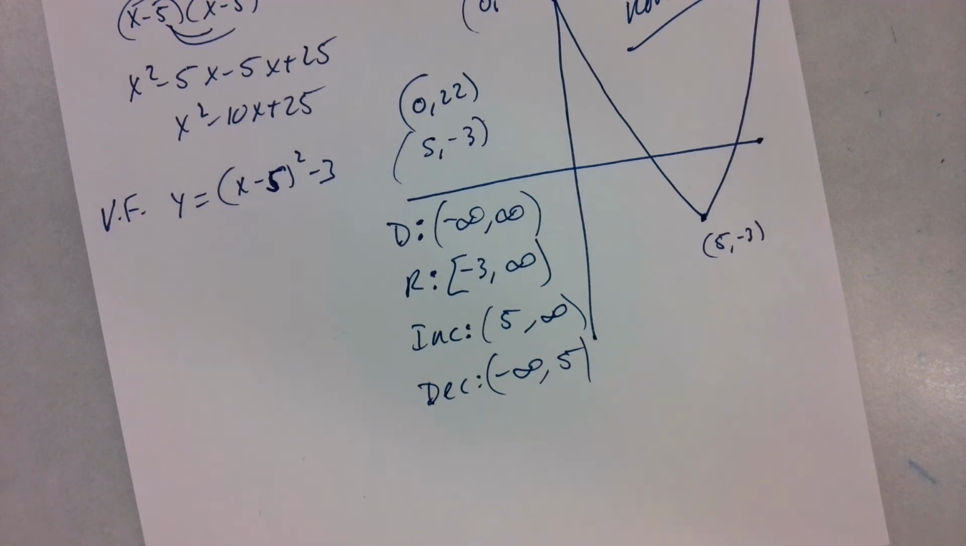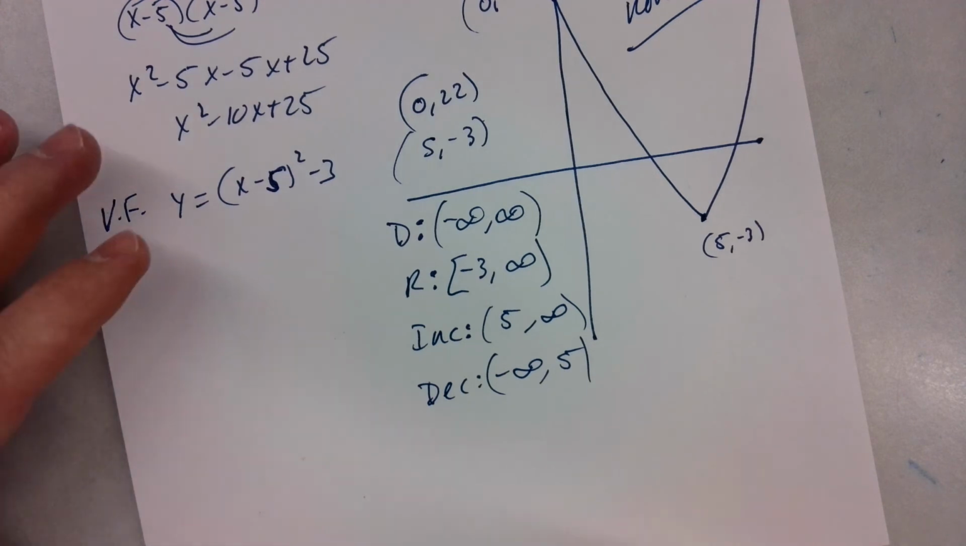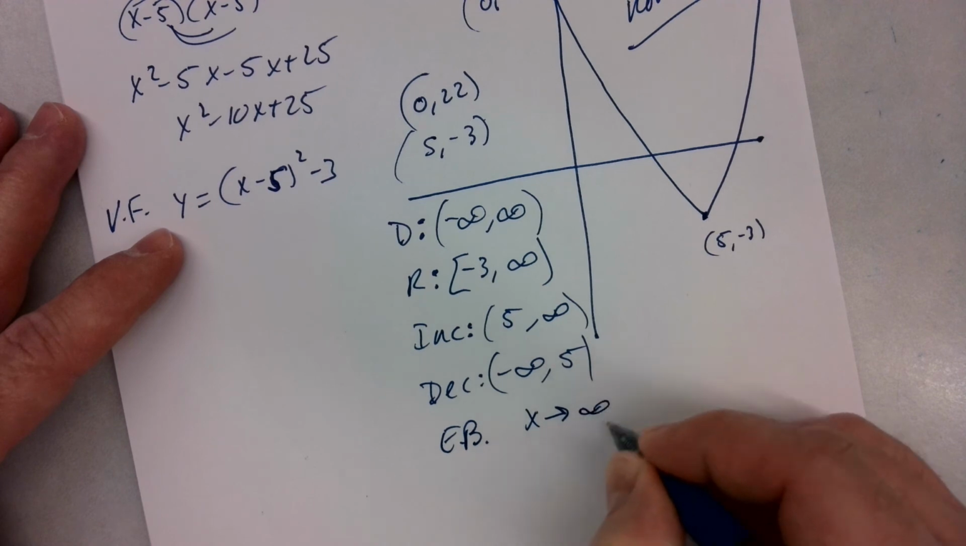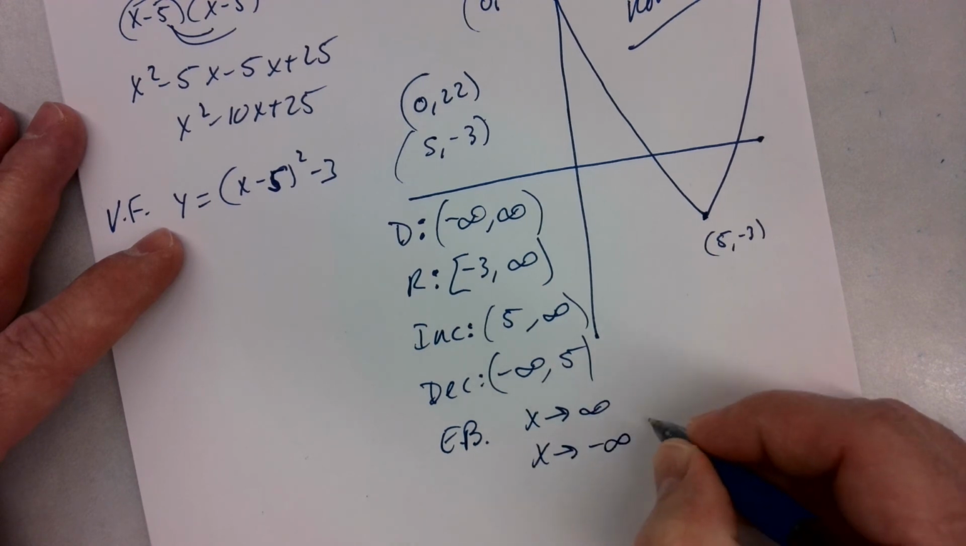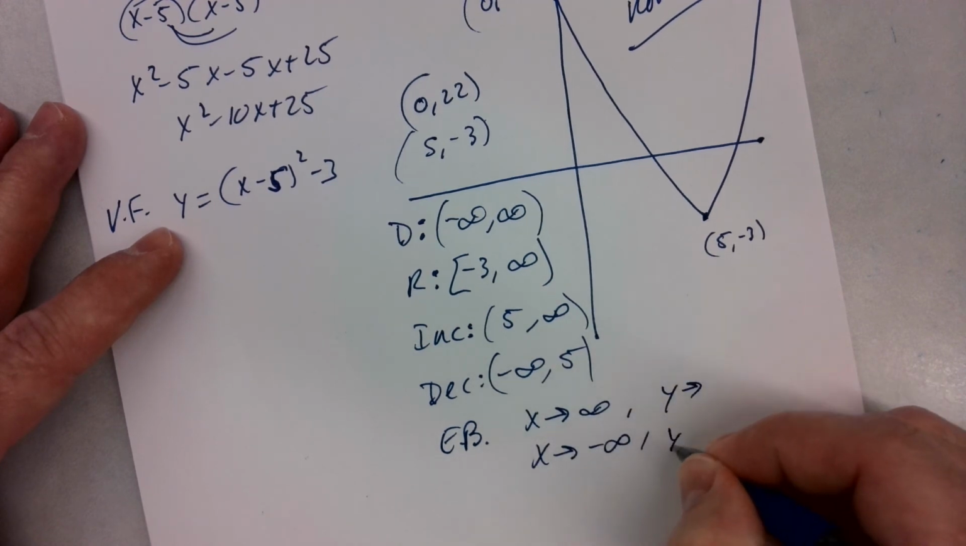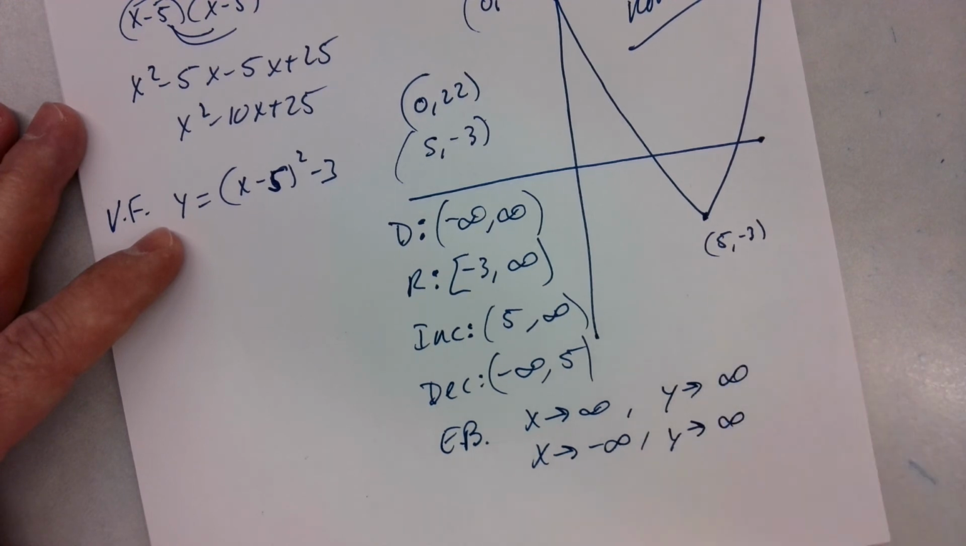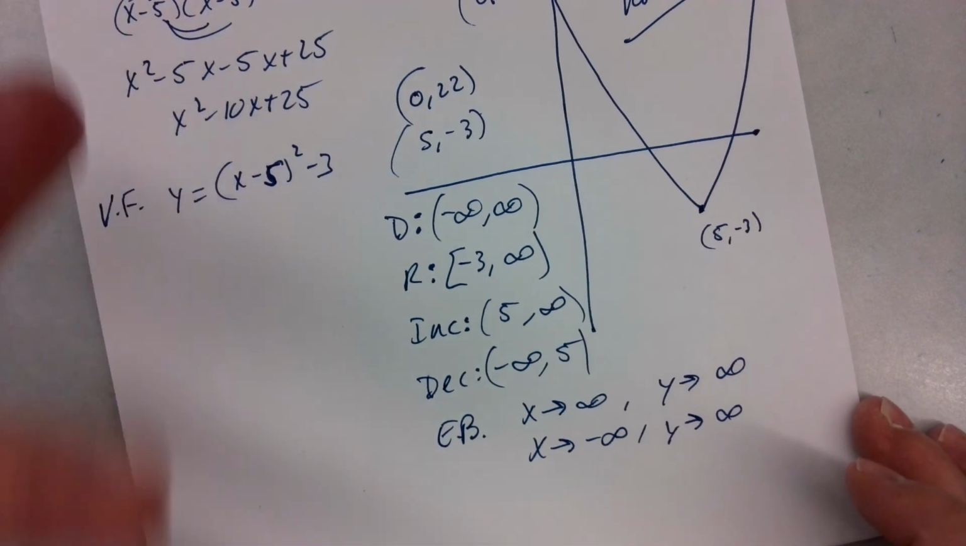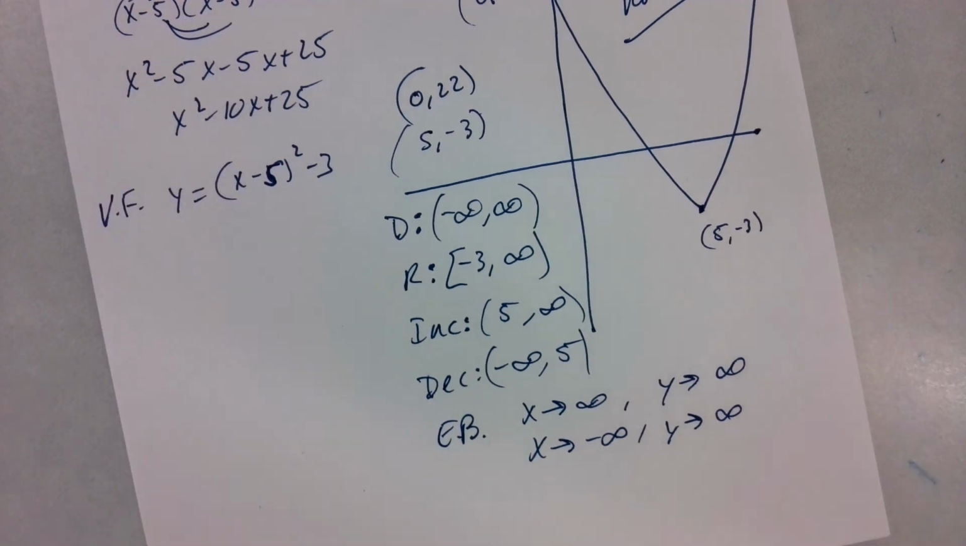Okay, and then I've got end behavior, which was x approaches infinity, x approaches negative infinity. What are my y's here? Infinity and infinity. Okay, so they're not going to make you find your x-intercepts, not on that one, which is probably why it lends itself to this better, because we don't have to find that.